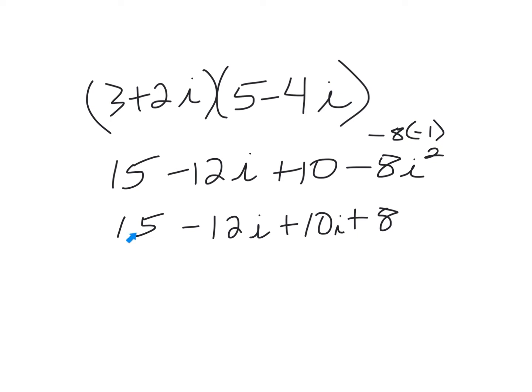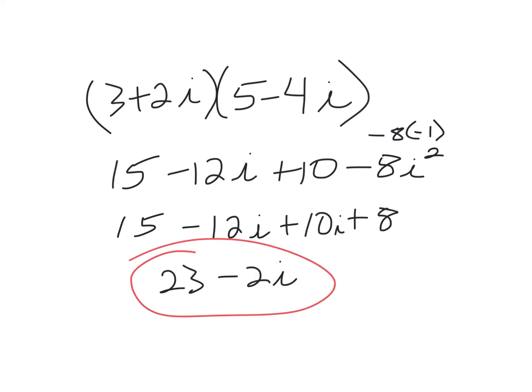All right, so we have 15 plus 8, which is 23. And then we have minus 12i plus 10i. Well, that's minus 2i. So our final answer is 23 minus 2i. And that is a quick lesson on imaginary and complex numbers.